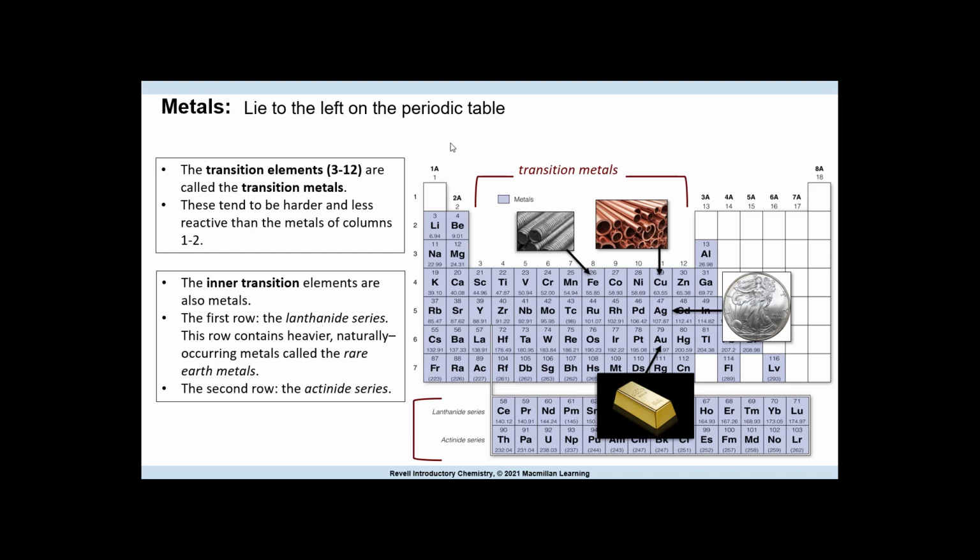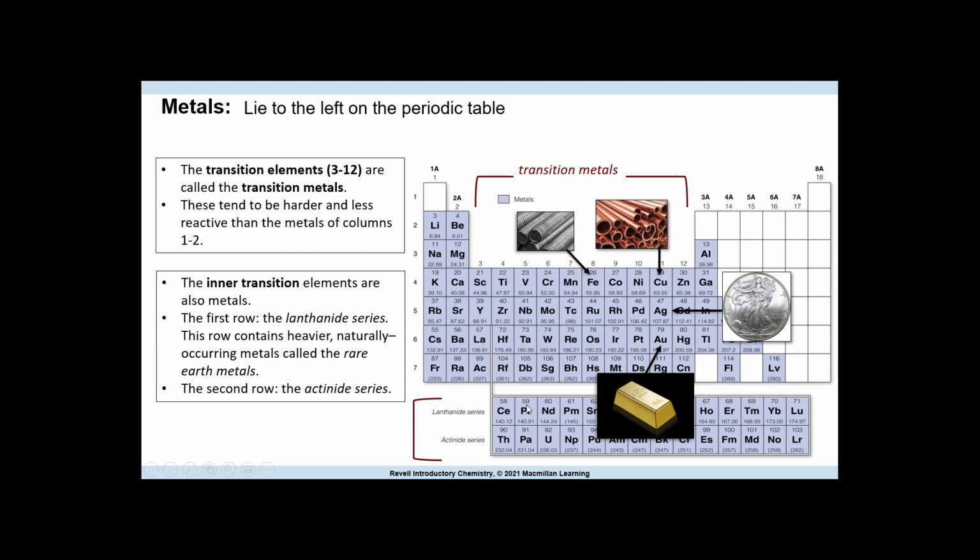The columns, the transition metals from 3 to 12, they don't give them up as easy. Some of them give them up easier than others, but none of them give them up as easy as columns 1 and 2, which consists of, if we go down, lithium, sodium, magnesium, calcium, barium. The inner transition elements are metals also. All of this is metals.